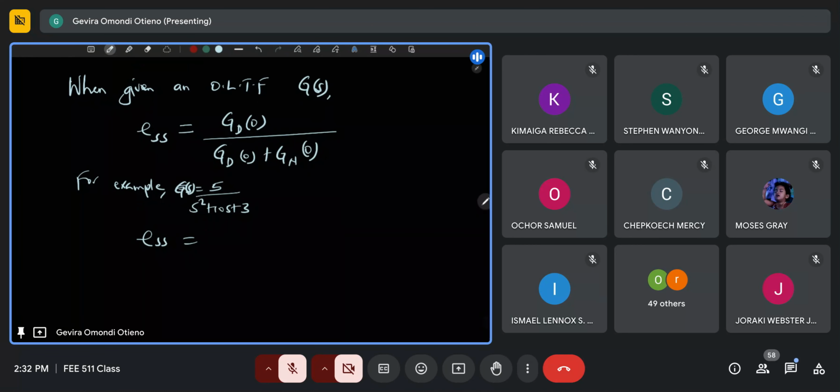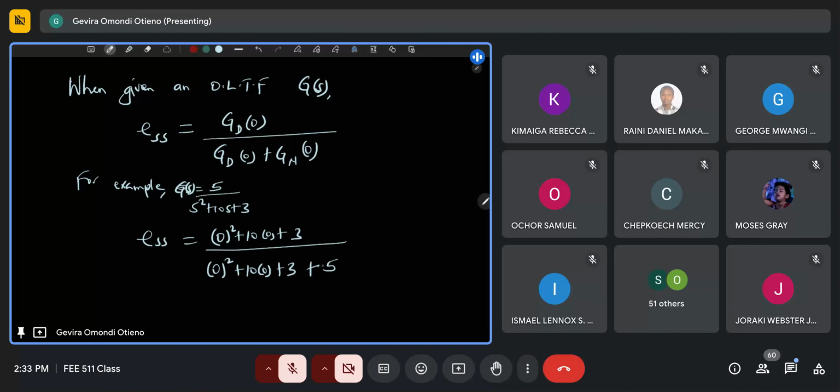So you take the denominator and substitute S for 0. So S is 0, but only in the denominator term. That would be GD of 0, so it would be 0 squared plus 10 times 0 plus 3, over GD of 0 again, which is 0 squared plus 10 times 0 plus 3, added to the numerator with s equals 0. The numerator of our term is just 5 because there's no s.